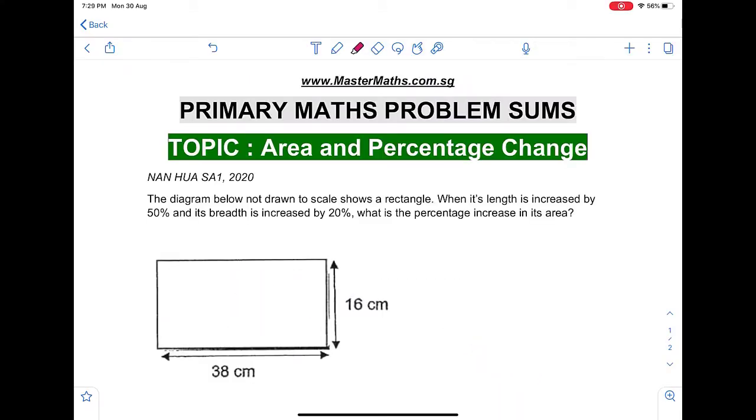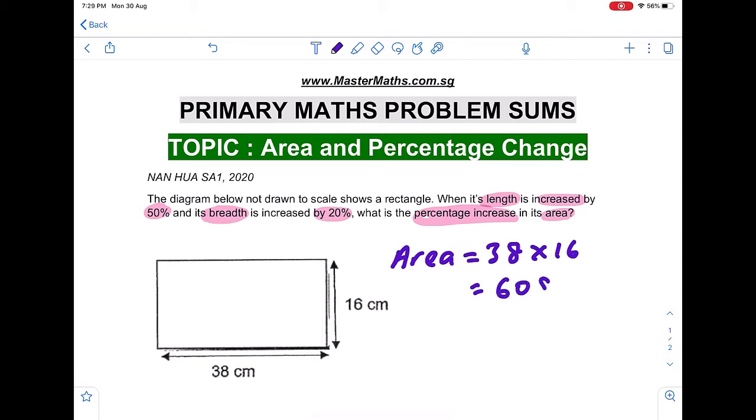The diagram below, not drawn to scale, shows a rectangle. When its length is increased by 50% and its breadth is increased by 20%, what is the percentage increase in its area? So the very first thing we can do is to find the current area. That will be equals to length times breadth, 38 times 16, which is 608 square centimeter.